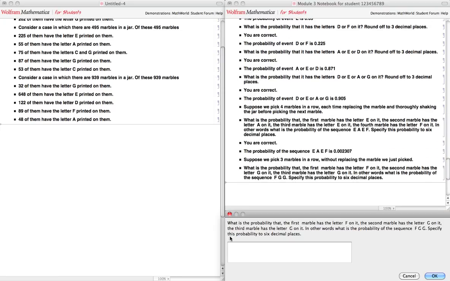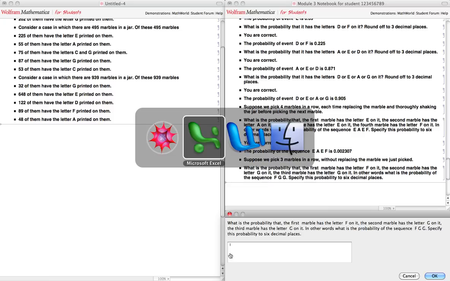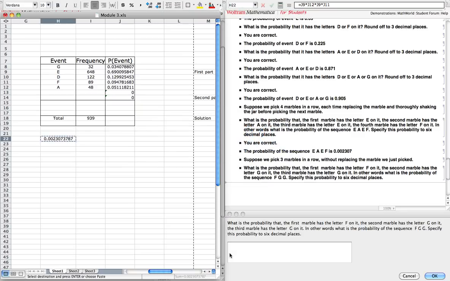Okay, suppose we pick 3 marbles in a row without replacing the marble we just picked. Okay, so in this case the events aren't independent, so you have to keep that in mind. What is the probability that the first marble has the letter F, the second has G, and the third has G? Okay, so again it's a sequence, but the marbles aren't returned to the jar.